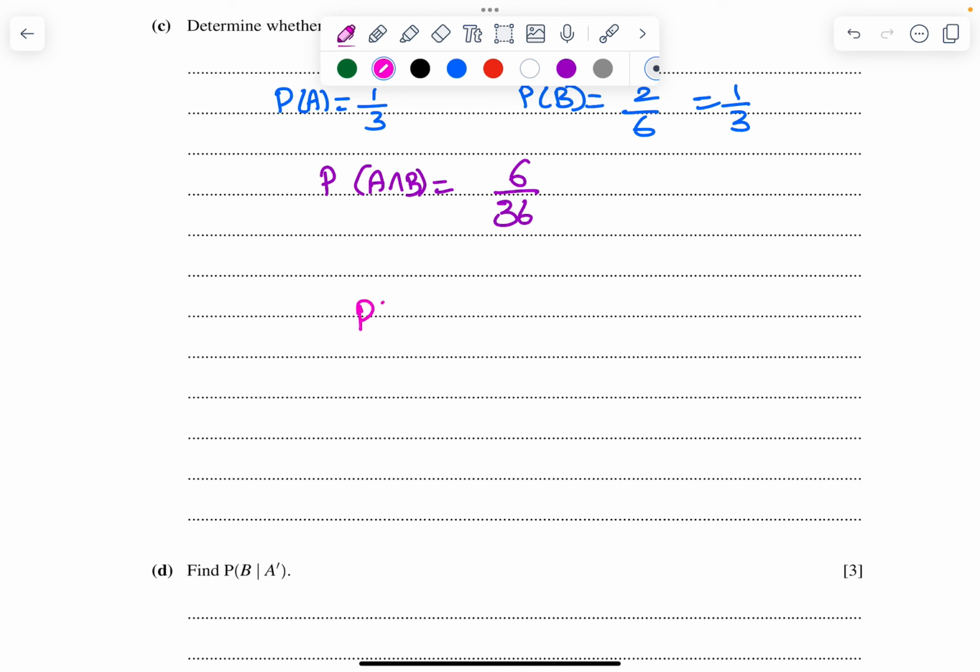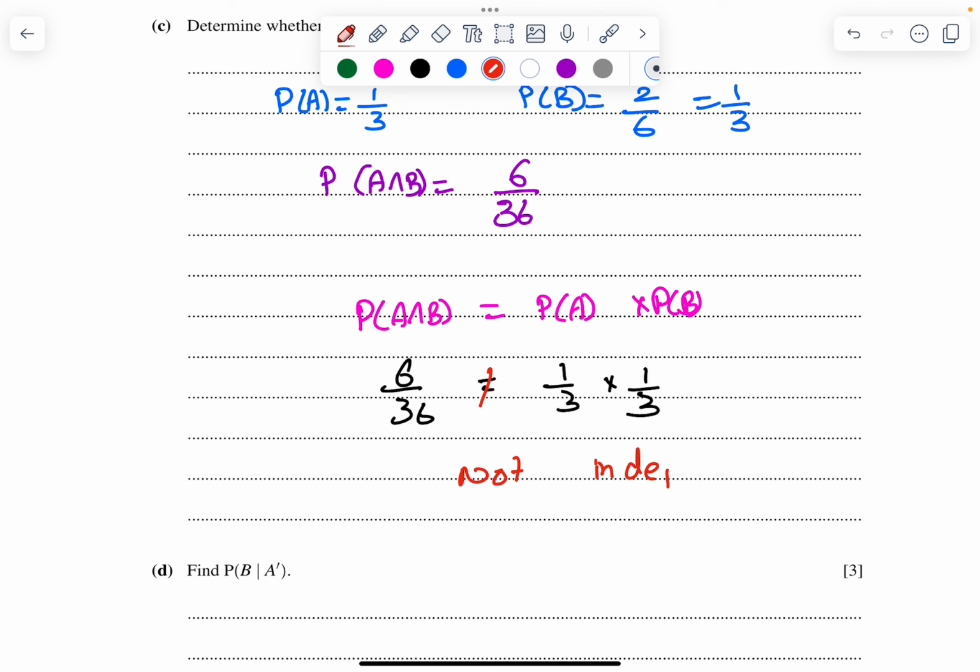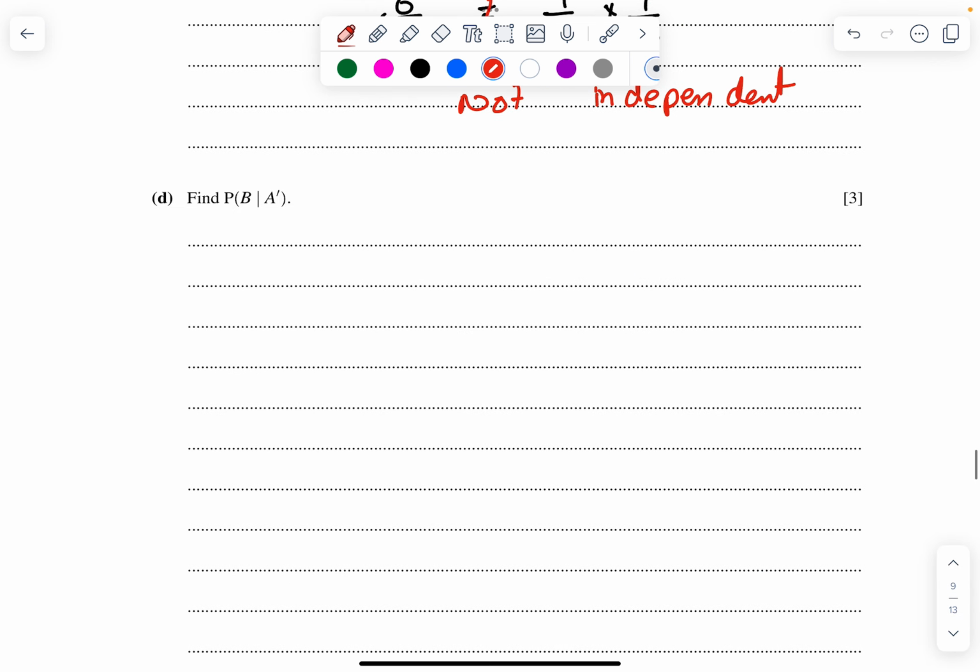For being independent, P of A intersection B should be equal to P of A times P of B. Check that one. This is 6 upon 36. Is it equal to 1 upon 3 times 1 upon 3? No, it is not equal. So therefore, not independent.